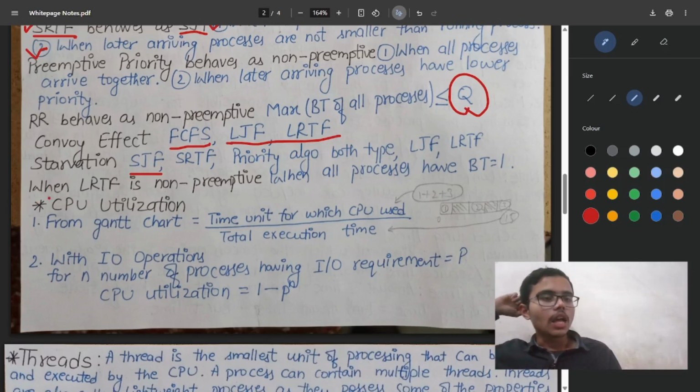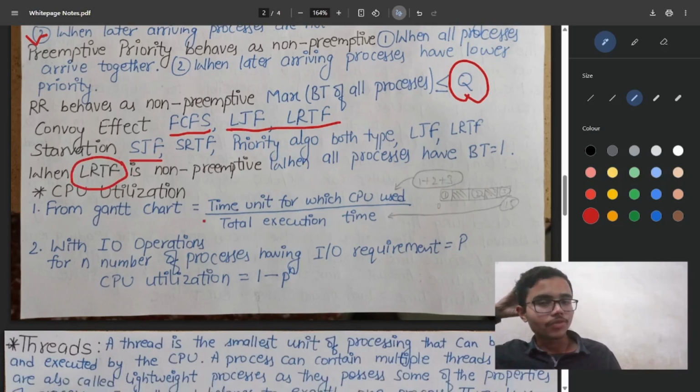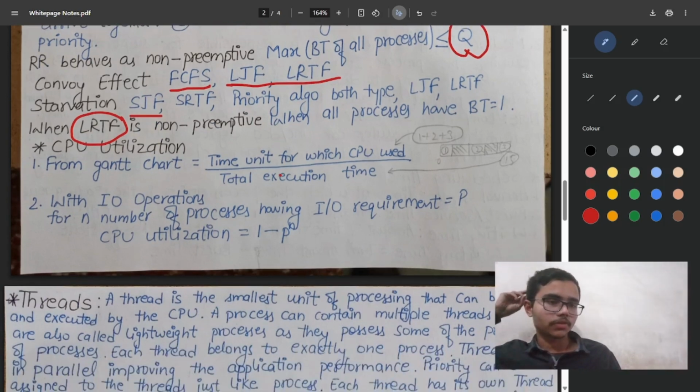You can skip that. When is LRTF non-preemptive? This is long, so you have to know the scheduling algorithm to know the answer. LRTF, longest remaining time first, behaves as non-preemptive when the burst time of all processes is 1.